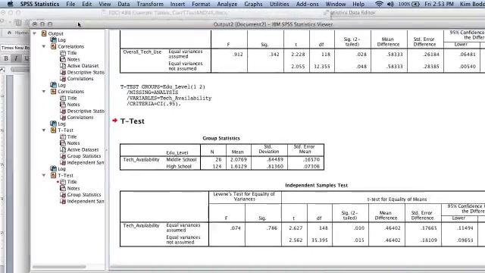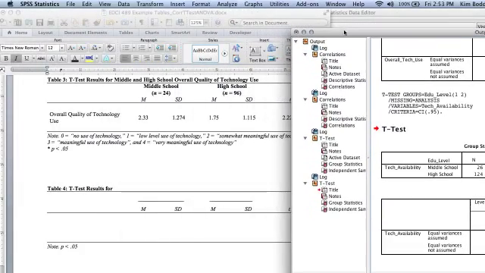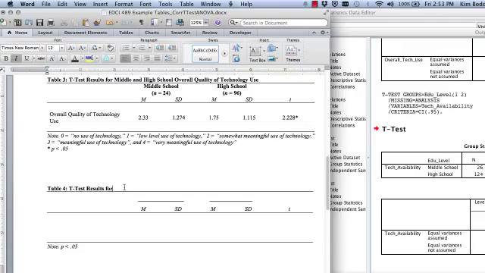Okay, so let's scoot this out of the way and go back over here to my table. So remember, I'm comparing tech availability between middle school and high school. So I've got my title and I'm going to say middle. This is very similar to the one above it. I'm just copying what I had. High school. So t-test results for middle and high school availability of technology.